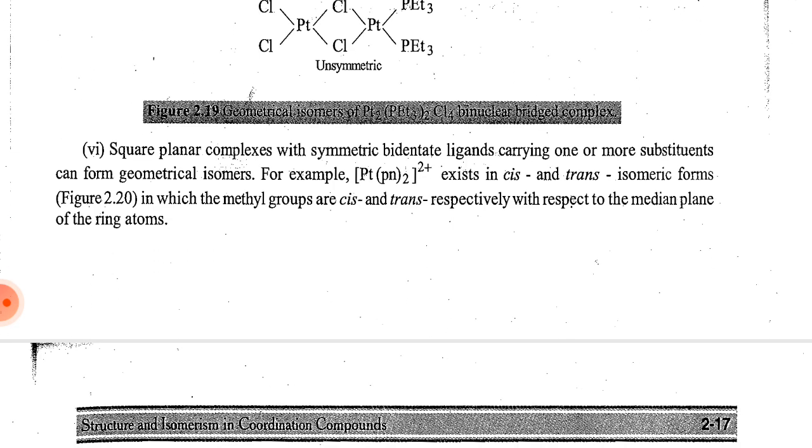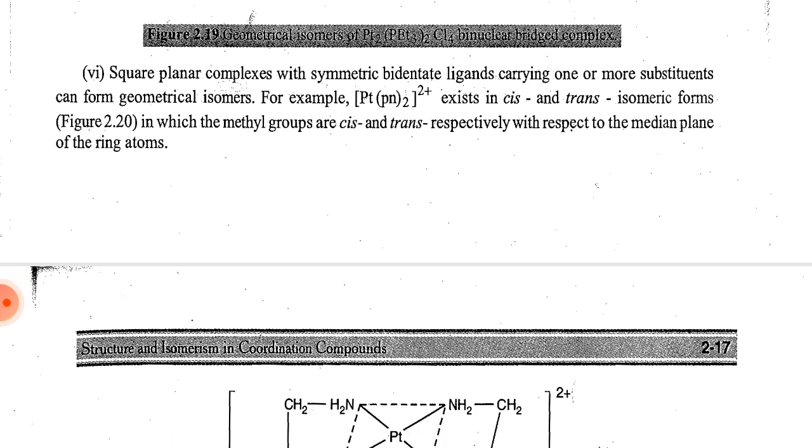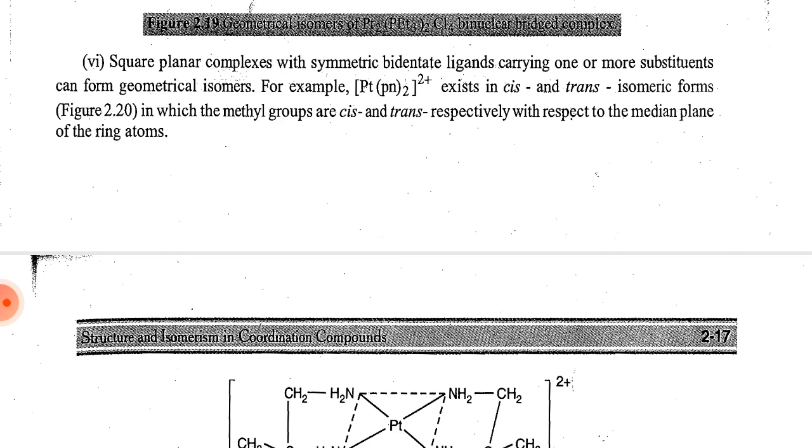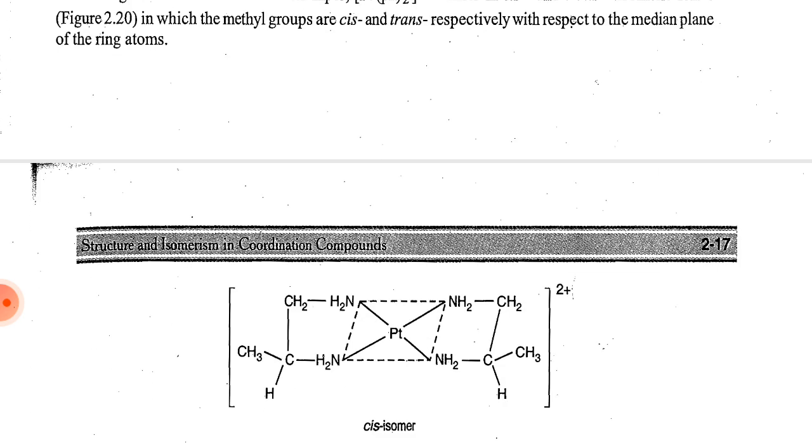A square planar complex with a symmetric bidentate ligand carrying one or more substituents can form geometric isomers. So a square planar complex with a symmetric bidentate ligand shows geometric isomers. Pt(pn)2 2+ exists in cis and trans isomeric forms, in which the methyl groups are cis or trans with respect to each other relative to the median plane of the ring atoms. So square planar complexes with symmetrical bidentate ligands show geometric isomers, cis and trans, about the median plane of the ring atoms.